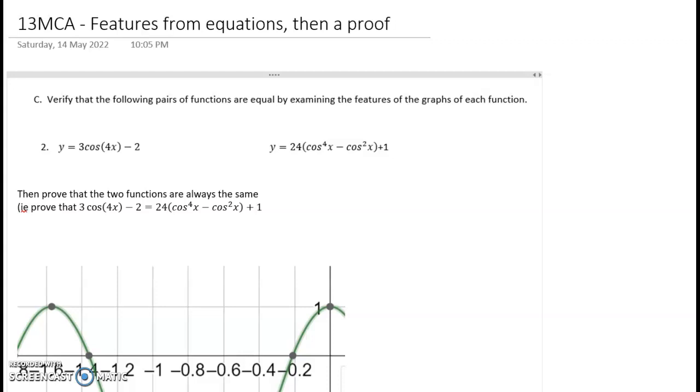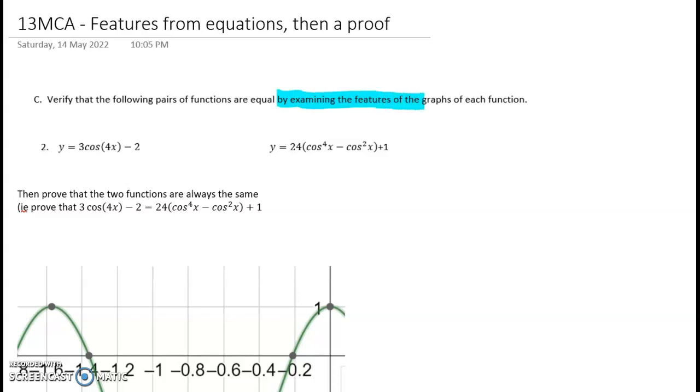Right, so first of all, we have to verify that the following pairs of functions are equal, but we have to do that first by examining the features of the graphs of each function, right? So we're not going to use our brains and do a proof just yet. But that's going to be the second part, the extra part that I make you guys do.